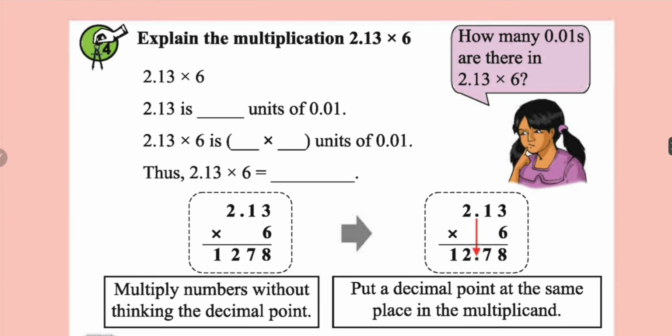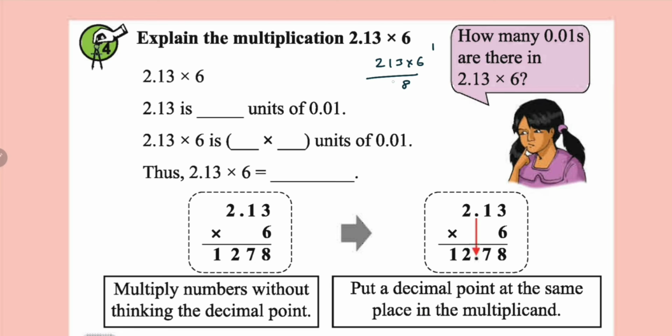Okay, explain the multiplication. 2.13 into 6. This is our usual method. 213 into 6. 6 3s are 18, carry 1. 6 1s are 6 plus 1, 7. 6 2s are 12. There are 2 decimal places, so keep them here also. 2 digits after the decimal point, so the answer should also contain 2 digits after the decimal point. 12.78 is the answer.